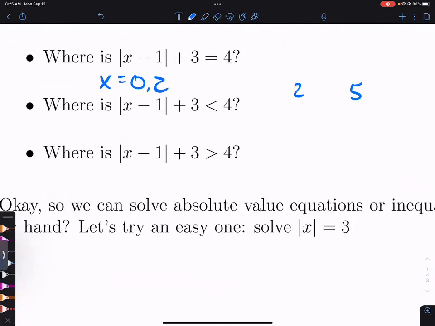And one more time. The inequality faces the bigger thing, right? Or opens toward the bigger thing. So this says, where is this function less than 4? This says, where is the function greater than 4?